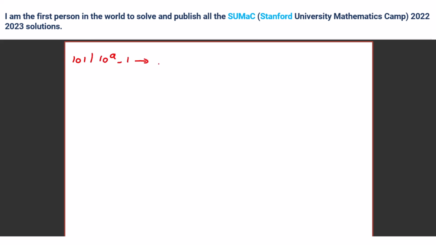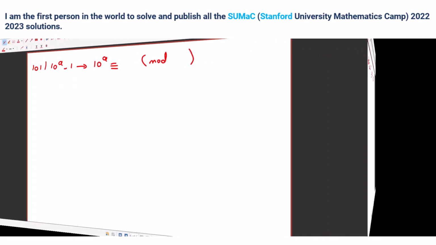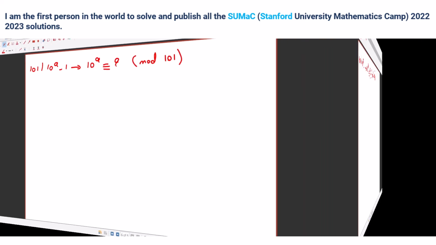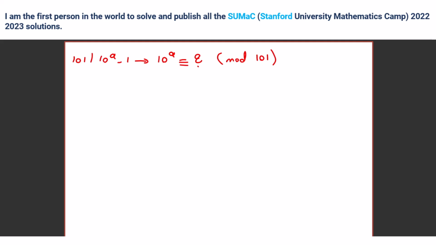Okay, now we want to prove, so let's write it: 101 divides 10 to the A minus 1. So 10 to the A is congruent to what mod what? If we change this to modular arithmetic, 10 to the A is congruent to 0 mod 101. Mod 101 is correct, but not 0. Sorry, 1 mod 101. Exactly, it's 1.